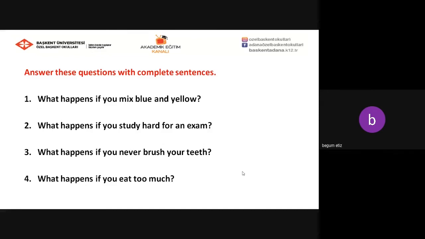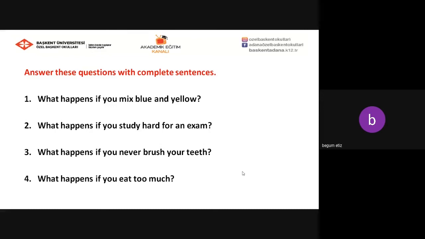Okay, now here is another exercise where you need to answer these questions with complete sentences. As you see here, there are totally 4 questions. You just need to complete these sentences by thinking about zero conditional. Okay, let's read them together. Let's start with the first one.